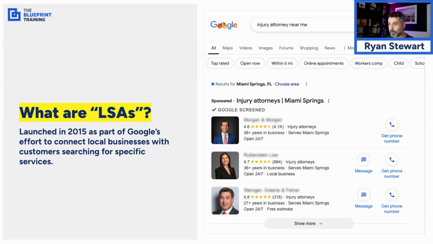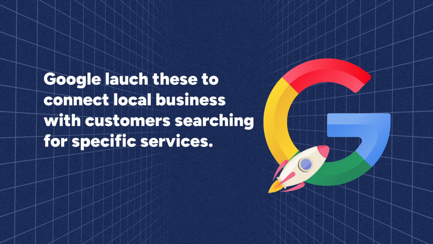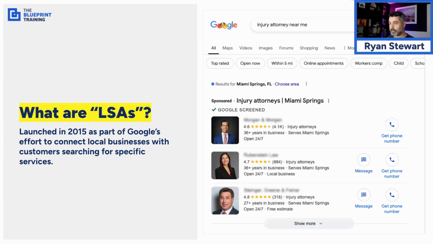This is verbiage from the internet. Google launched these to connect local businesses with customers searching for specific services. They initially rolled out with not a lot of coverage. I think it was just a few different industries, some home services type businesses. Now you can just type in Google LSAs and Google has a whole page on all the different categories and verticals that they service.